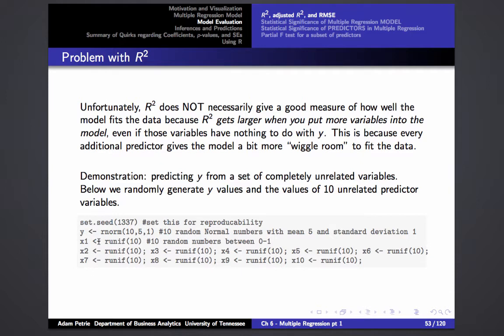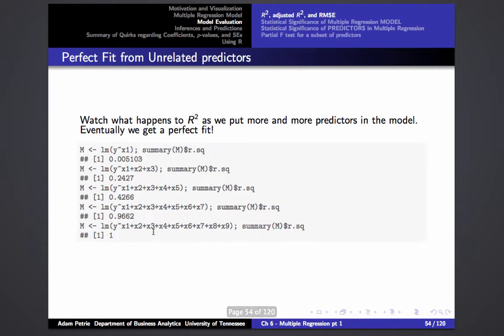Now let's generate 10 random predictor variables. x1 is going to be 10 uniformly distributed numbers between 0 and 1. And same thing with x2, x3, x4, etc. So we see that by design, none of the predictor variables, none of the x's, have any sort of connection with y. But let's look what happens when we try to predict y using these predictor variables.